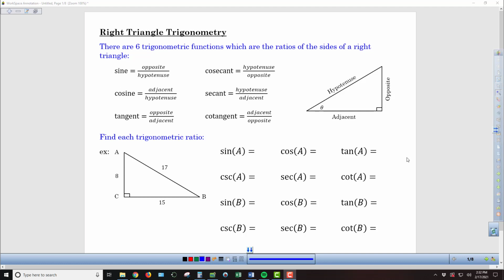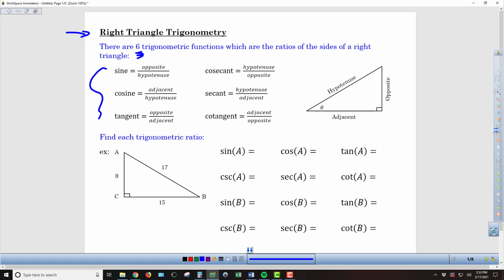Trigonometry is the study of triangles, and so here we're looking at the study of right triangles. And so right triangles have these trigonometric functions. There are 6 of them that are associated with them, and they're really just the ratios of sides of a right triangle. Now perhaps the first 3 here are familiar to us from our geometry days.